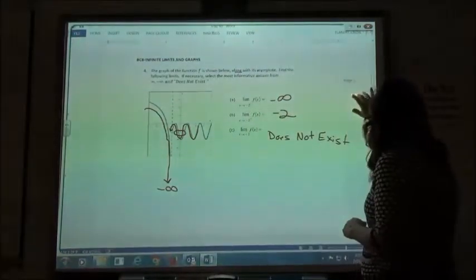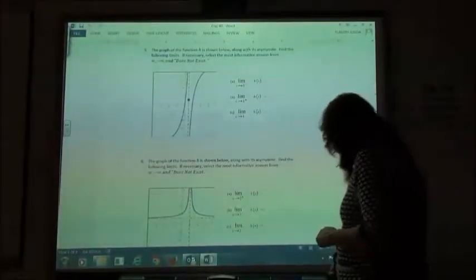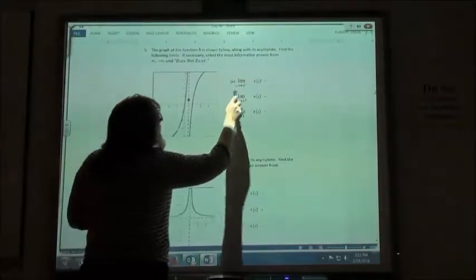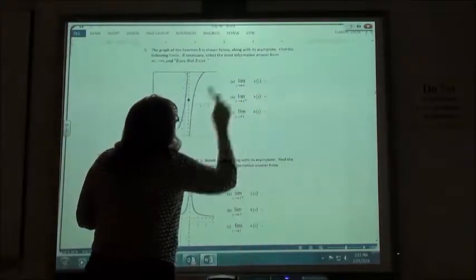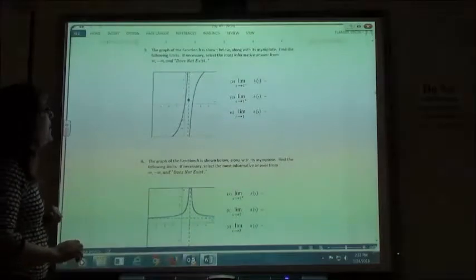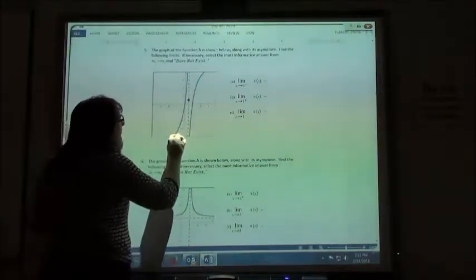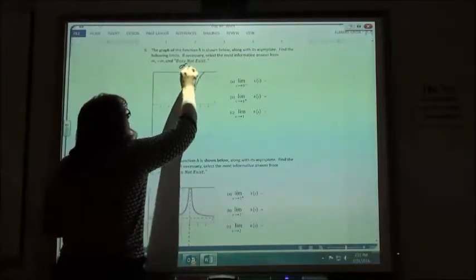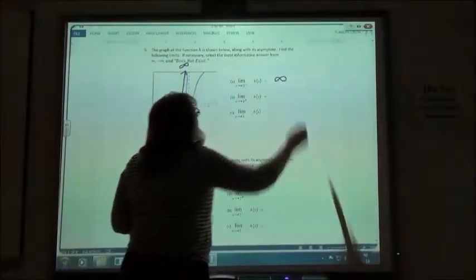So if we look at the next one, looking at my graph, as x approaches 1 from the negative direction, so as I approach 1 from my left-hand side, my graph is going up and up and up, so that means it's approaching positive infinity.